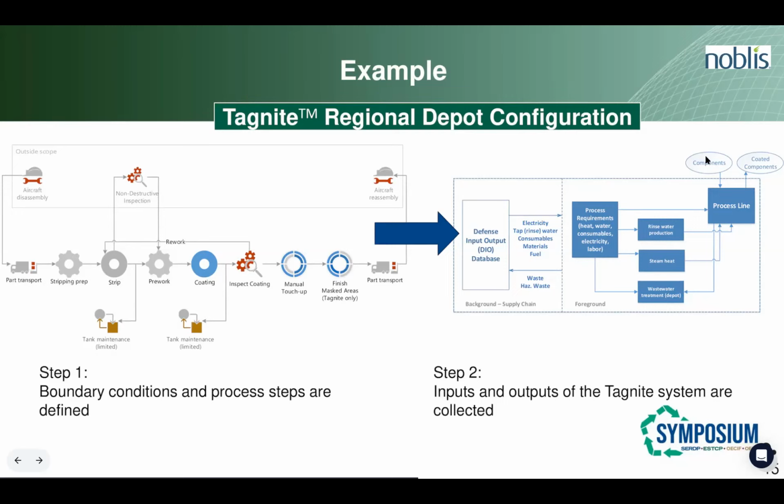So on the left is the boundary where we can say, transport on the left there, stripping, et cetera, and then transport it back. At the top, it's always good to say what's not in scope. What's not in scope here is aircraft disassembly, inspection, and reassembly. So that's not part of the scope. Presumably, in the two different scenarios, that would be the same.